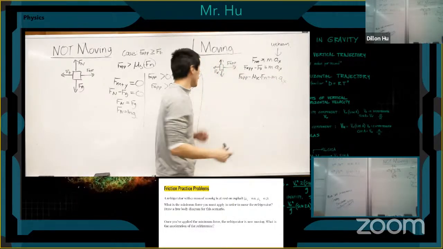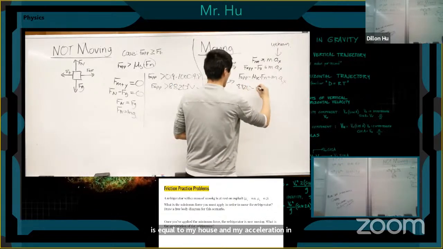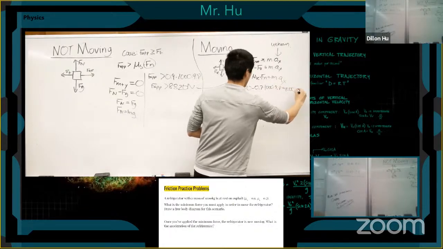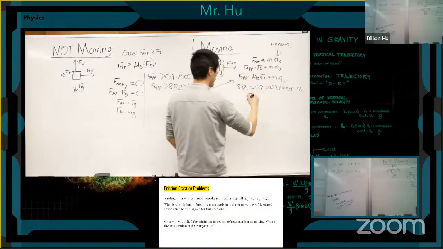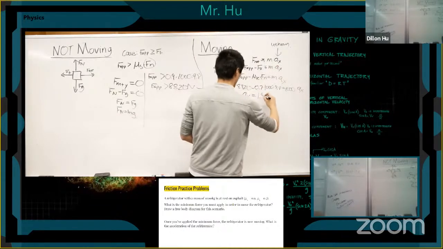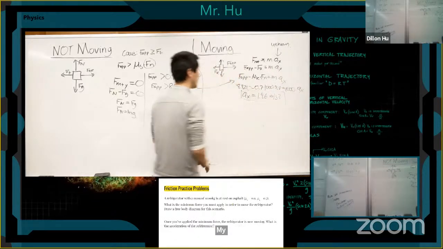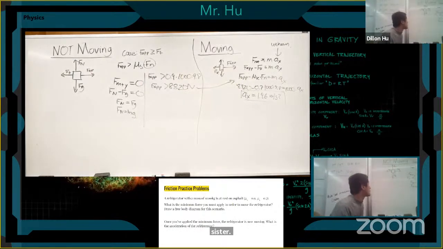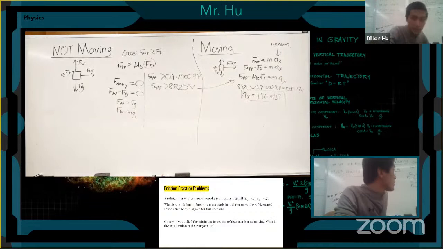My applied force is given in this problem, so 8,820 minus 0.7 times 1,000 is equal to 1,000 times my acceleration in the x direction. Does anyone have any questions about what I did here?